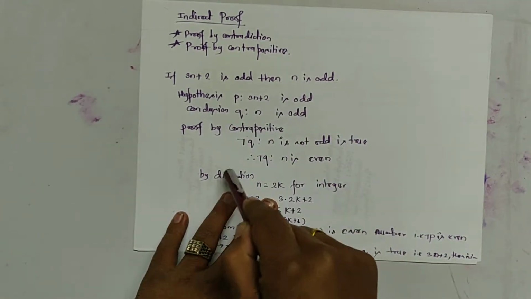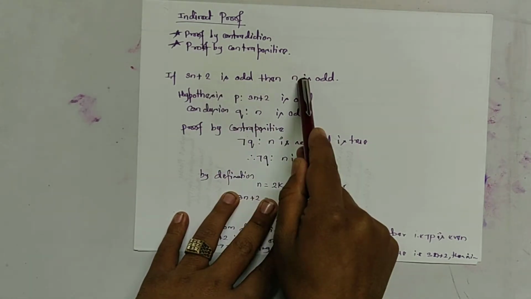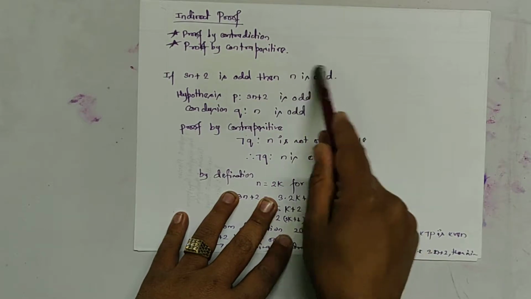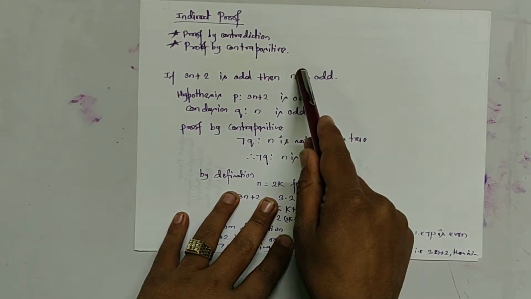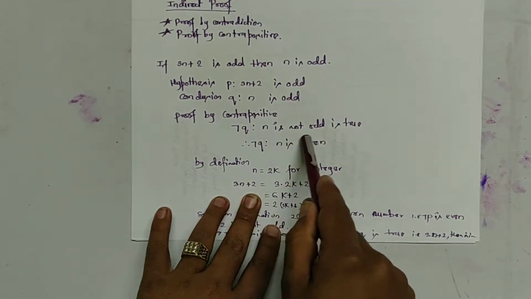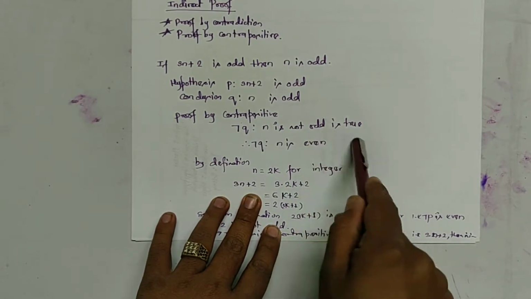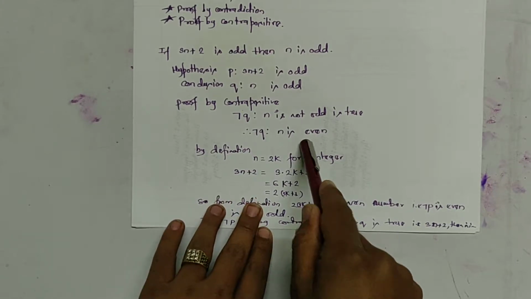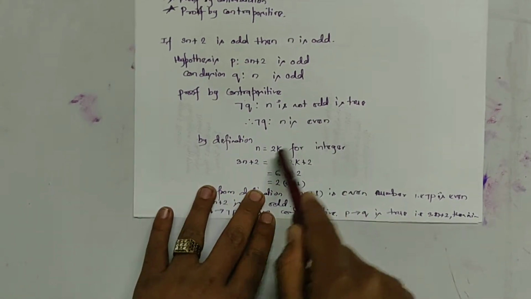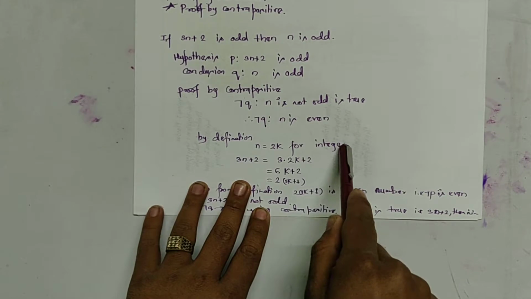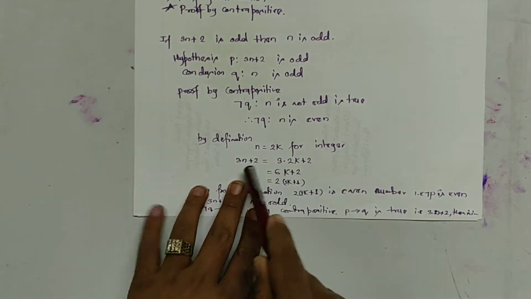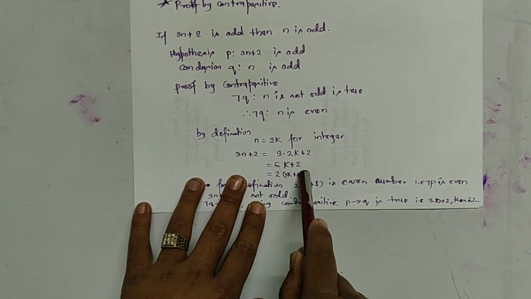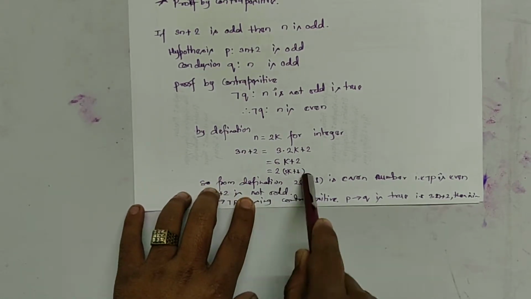By using contrapositive, that means if P then Q, we negate the conclusion, that is, not Q. So n is not odd is true. That means if not odd, then it is even. By the definition of an even number, n is 2k for an integer. So 3n plus 2 is converted into 3 into 2k plus 2, that is 6k plus 2. Taking 2 common, it gives 2 times (3k plus 1).